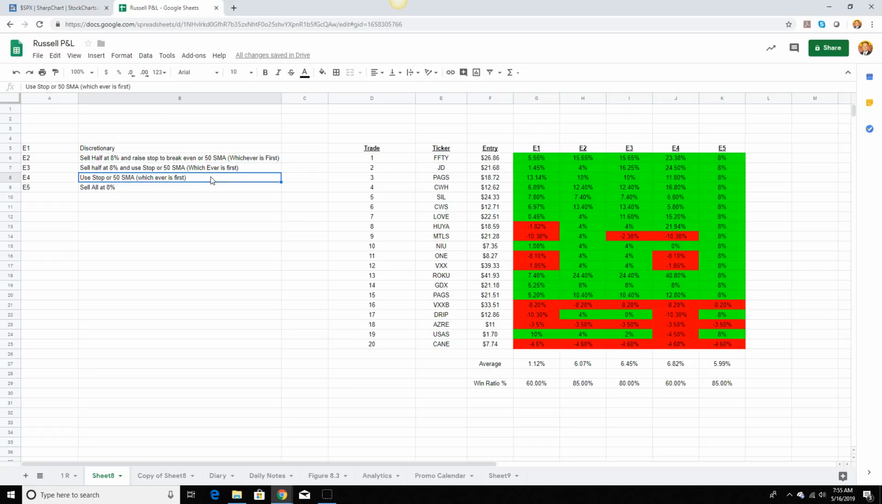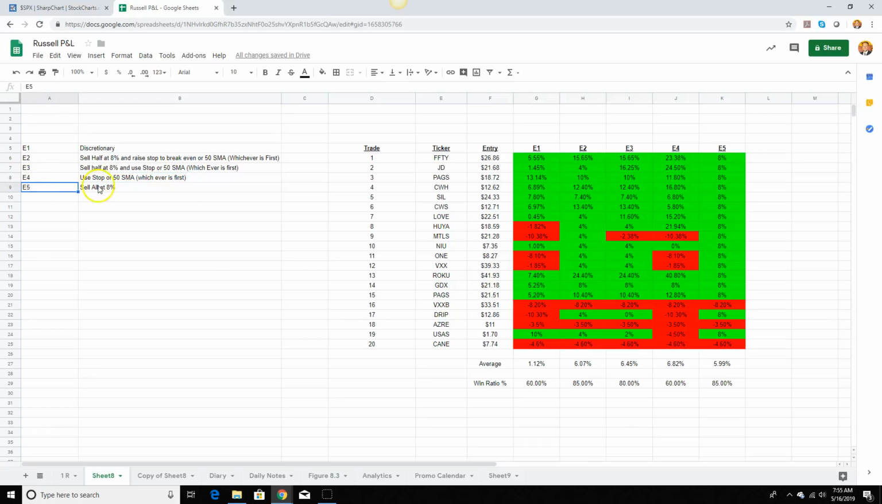Exit strategy number 4. I'm not going to sell anything. I'm just going to completely let it ride until it hits my original stop or the 50-day moving average, whichever is first. So this is true trend following, and we're going to look at some interesting results here in a second. I'm not selling any half. It's a lot more difficult, but I'm just going to completely let it ride till it hits my stop or the 50-day moving average, whichever is first.